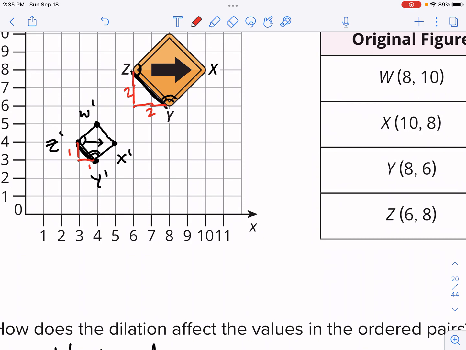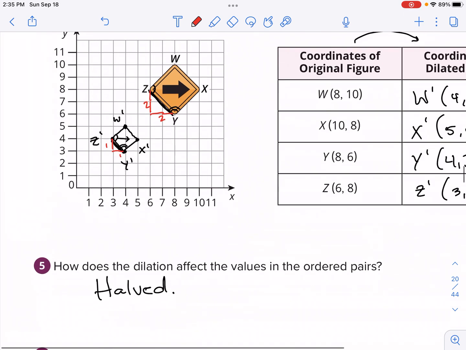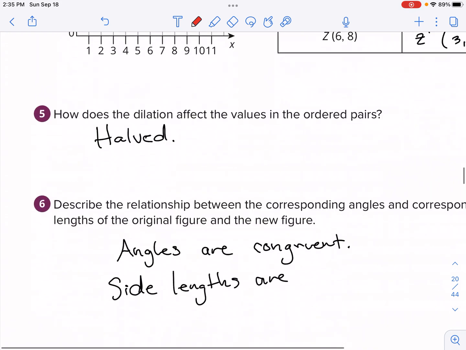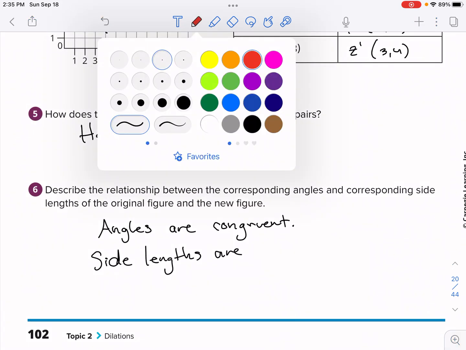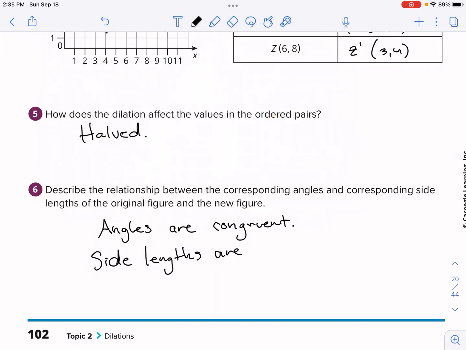That cues you in on what the scale factor is. It got smaller, 2 to 1. And what did I divide 2 by to get 1? It was 2. So side lengths are, we're going to say a 2 to 1 ratio. Right, means just it got divided by 2. I'll put div by 2.